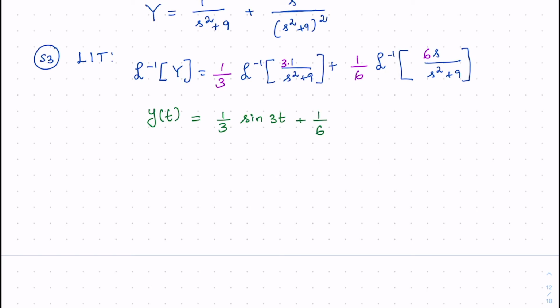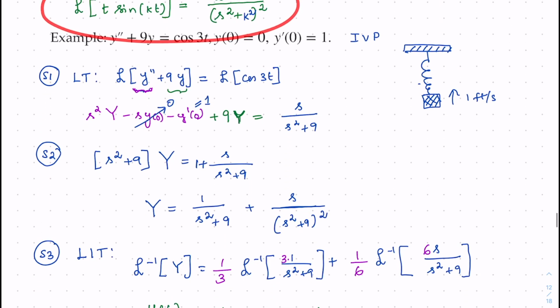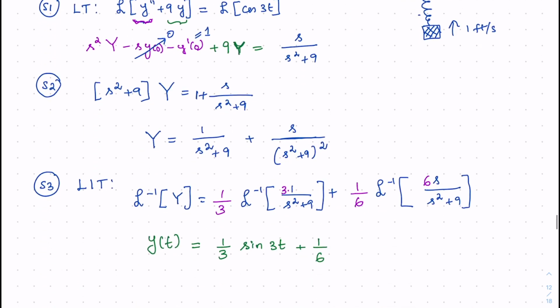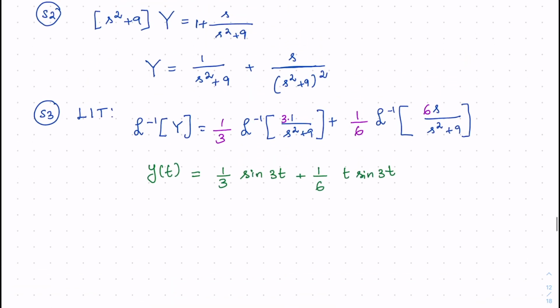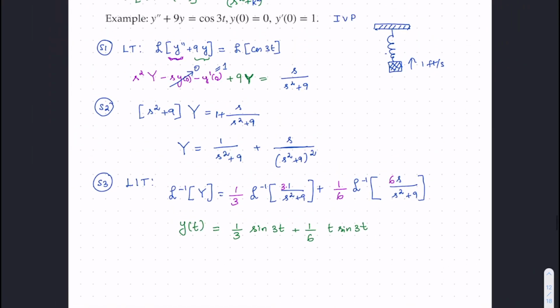And again, if I apply the same formula that we had right here, you see my k is equal to 3, therefore this would be t sine 3t for my k. So this would be t sine 3t as my solution. So this is much simpler than doing the other methods.